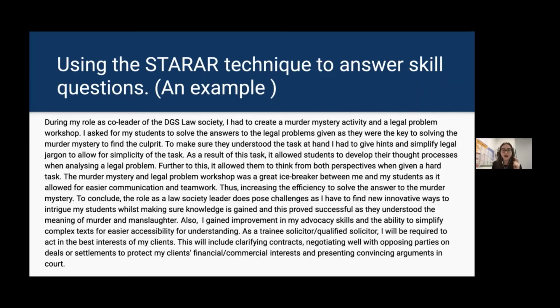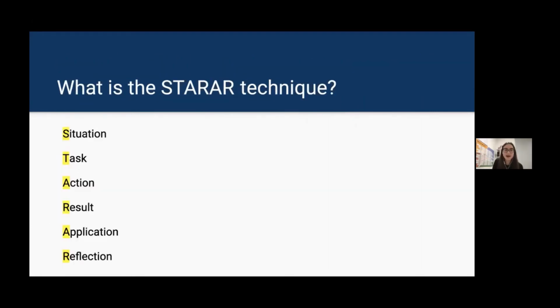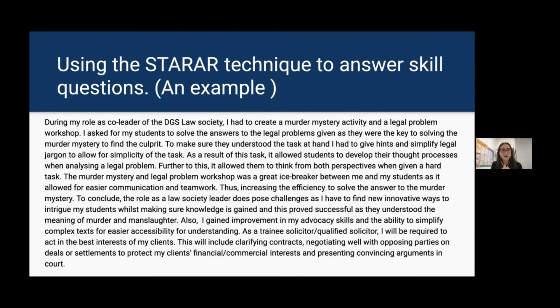So there you have the task, which is helping people to understand things, and then giving hints and simplifying legal jargon is the action there. And then the result is, as you can see, it's really clear that as a result of this task, it allowed students to develop their thought processes when analyzing a legal problem. That's the outcome of the situation, and really making sure that when you answer these types of questions, you can present how your actions have had a positive result.